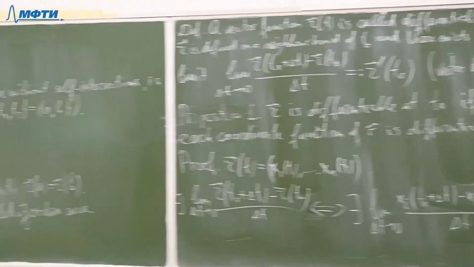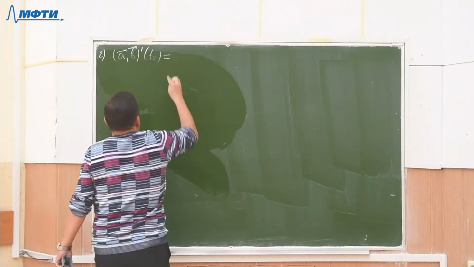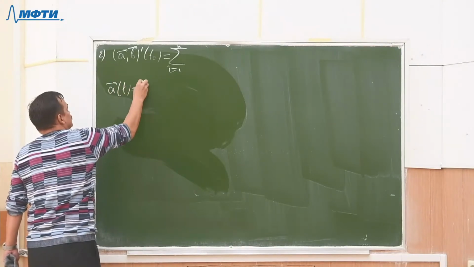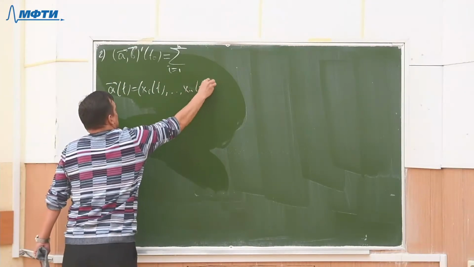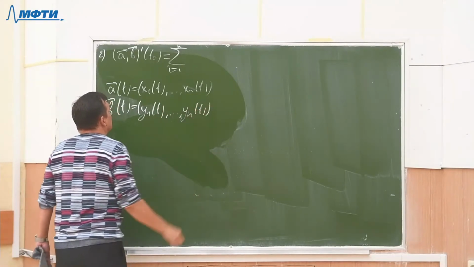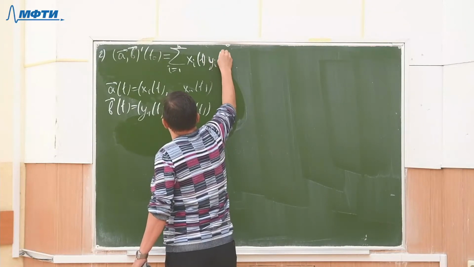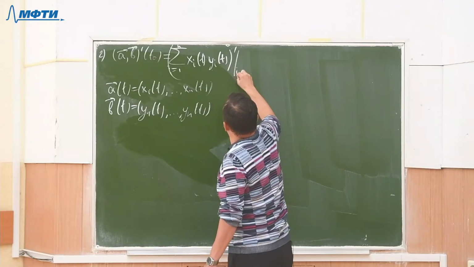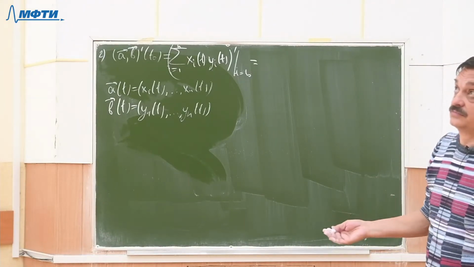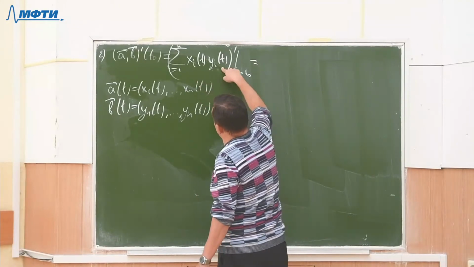So second, for the scalar product A, B prime, we need to differentiate the sum of components. If A of t is as before, and let B of t be y1 of t, and so on, yn of t, then here we should differentiate the product for t equals t naught, and we differentiate the sum. The derivative of a sum equals the sum of derivatives, right? And then we differentiate each of the terms as a product, right?